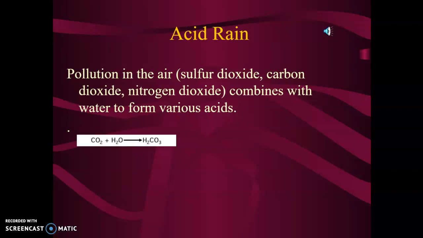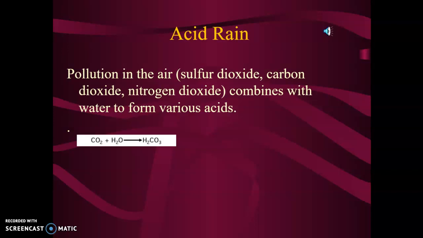Acid rain. I know many of you have heard of acid rain before. It's a horrible thing. It's pollution in the air that usually comes from burning fossil fuels, so sulfur dioxide, etc. It basically makes a bunch of different acids with the water that's in the clouds. So you'll have these contaminants like CO2, sulfur dioxide, nitrogen dioxide, and they combine with the water to make an acidic solution that will fall to the earth.